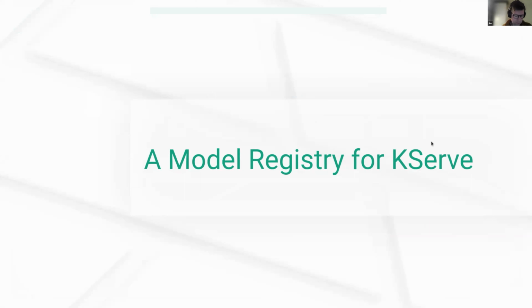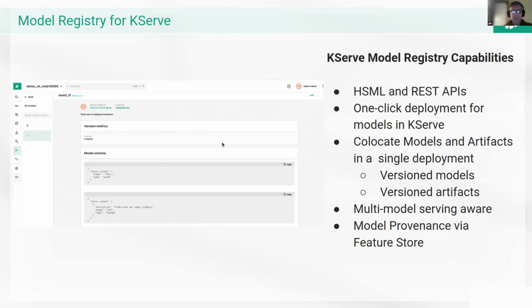Okay, let's look at the model registry as a starting point. So the model registry we've developed, you can see it on the left-hand side here, and Javi will do a brief demo of it later. We have a library called HSML for accessing it. It's a Python library, and we also have REST APIs. You can deploy a model from here, from the user interface if you want, instead of from code.